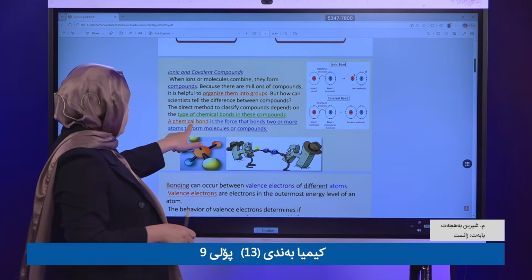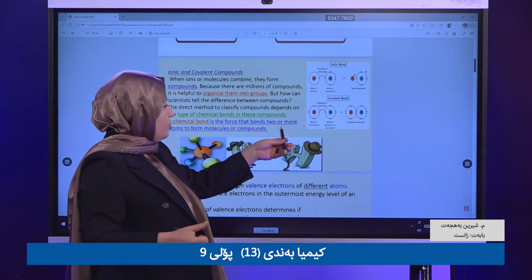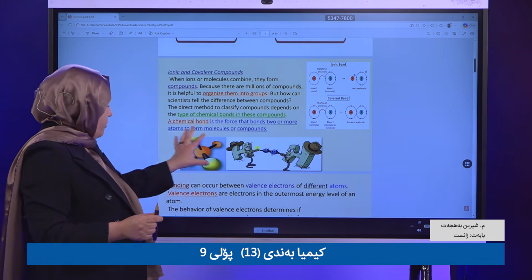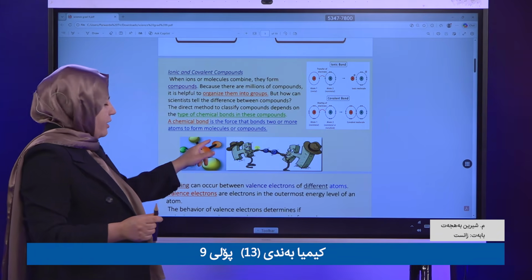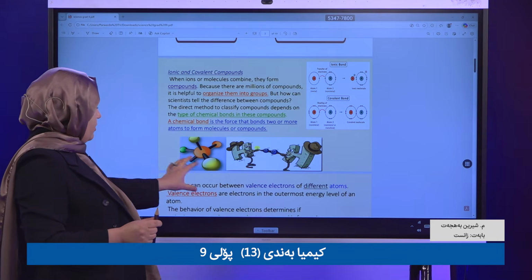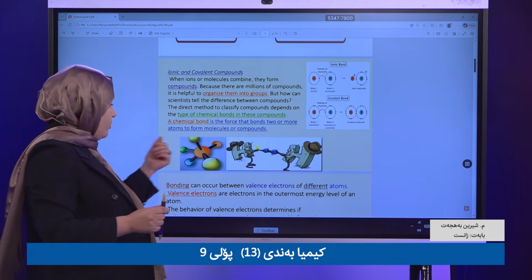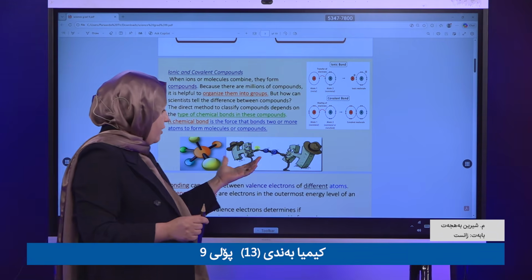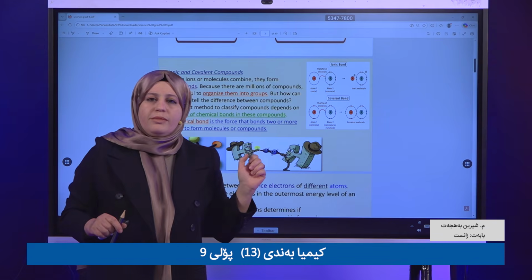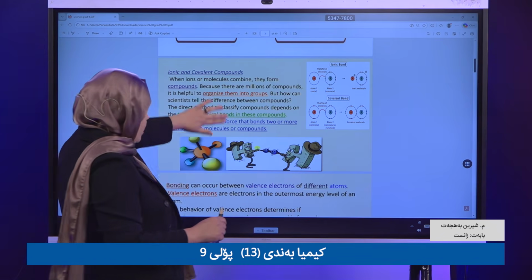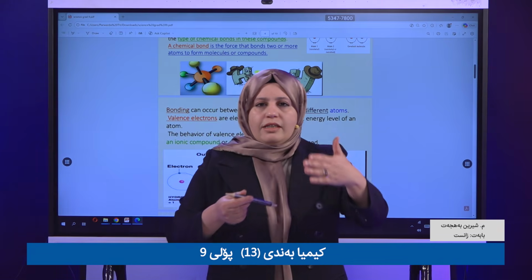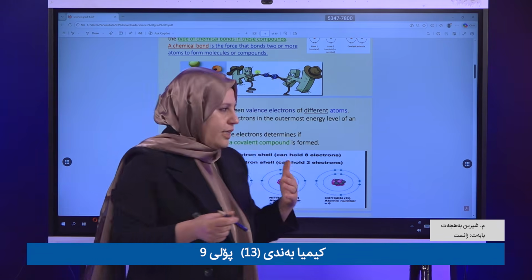A chemical bond is a force that bonds two or more atoms to form a molecule or compound. If you look at this picture, this is a molecule, okay? The black one is the chemical bond, which means some of them combine many atoms to form a compound. Look at this, we have two hydrogens. How are they linking together? Because of a chemical bond. How does a chemical bond form? Look at it, they are linked together like a chain.